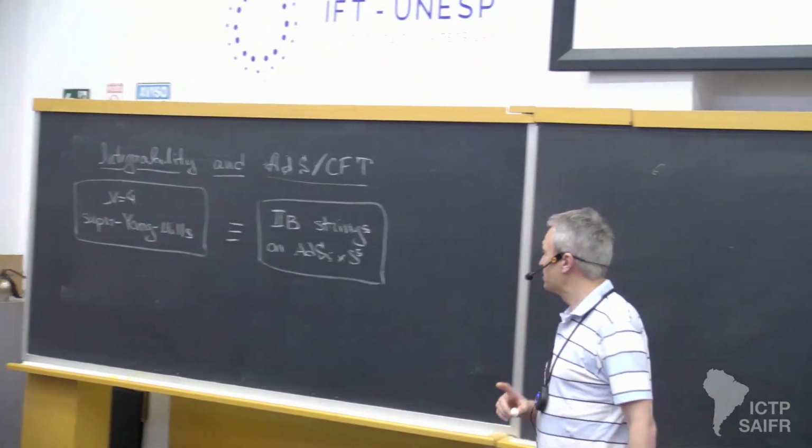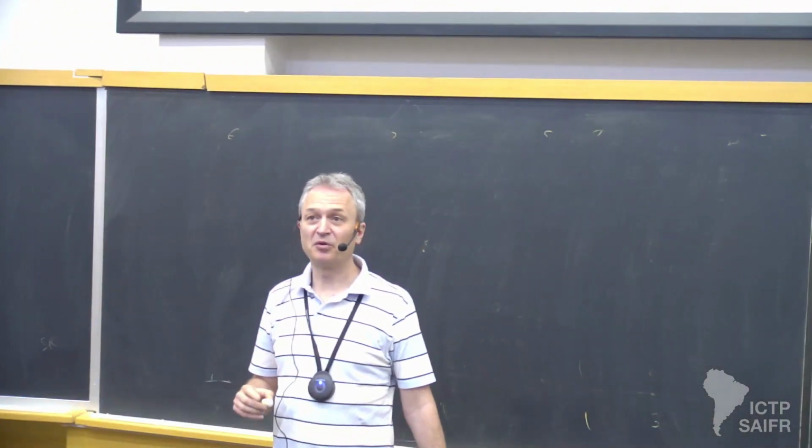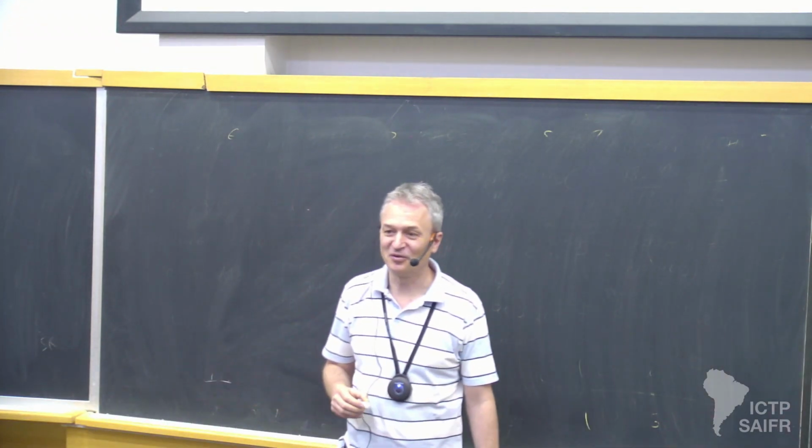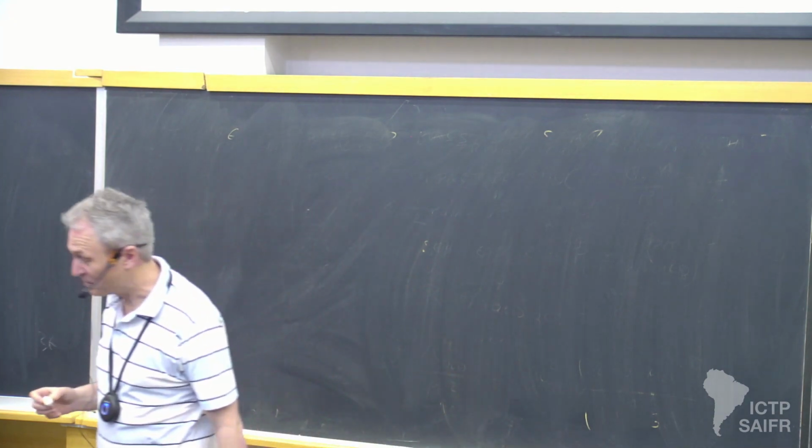So is everything visible on the back rows? If not, please let me know if I'm writing too small letters.